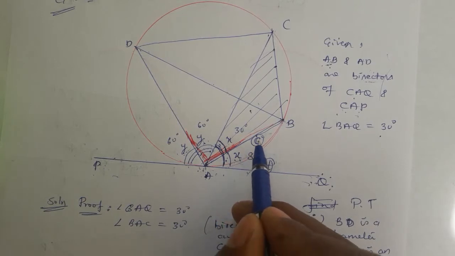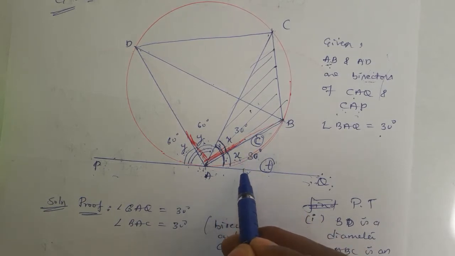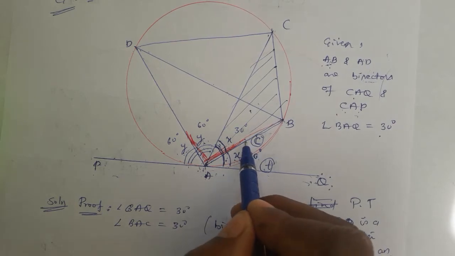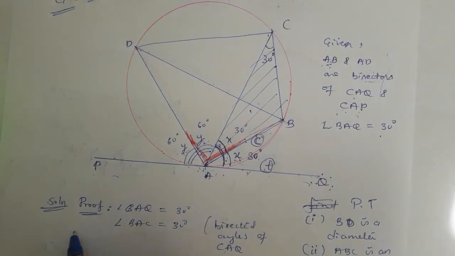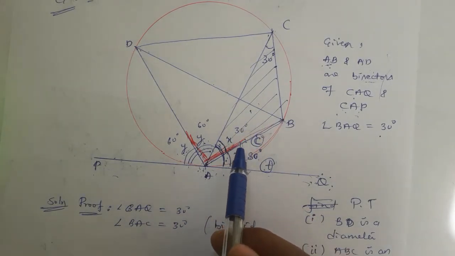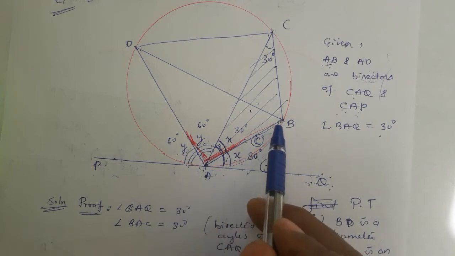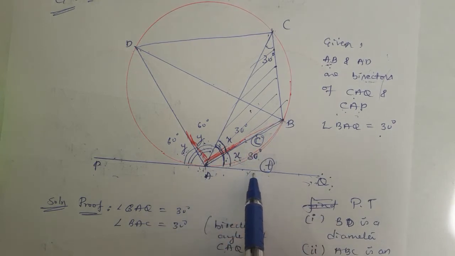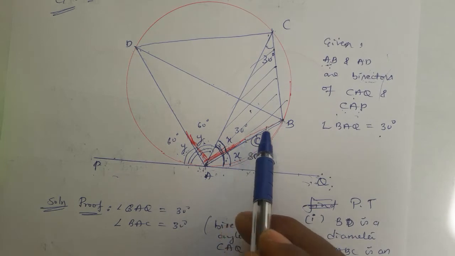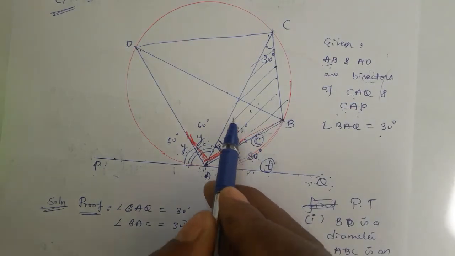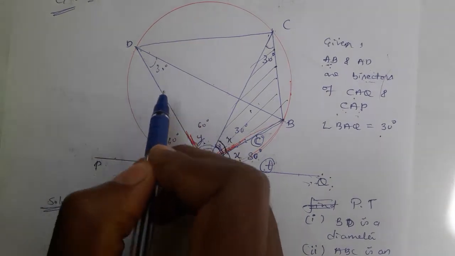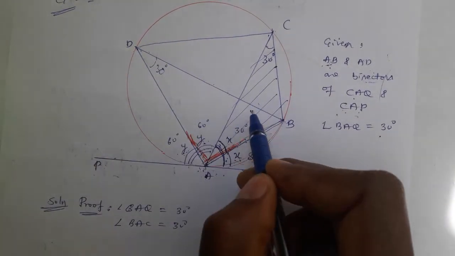So according to the theorem, AB makes 30 degrees with the tangent, and the same AB chord makes 30 degrees at the circumference. I can mark here also 30 degrees. The reason is, repeat again, AB makes 30 degrees with the tangent, and the same AB makes 30 degrees at the circumference. Both are equal. So therefore this 30 degrees goes here, 30 degrees. Not only here, the same AB chord makes 30 degrees here also. You can mark 30 degrees here also, but we have chosen this triangle, no?